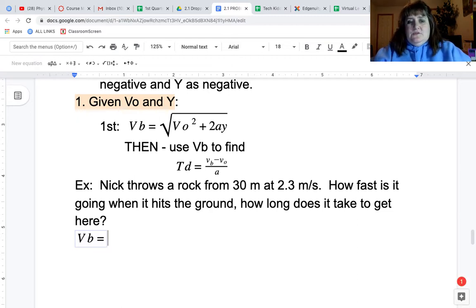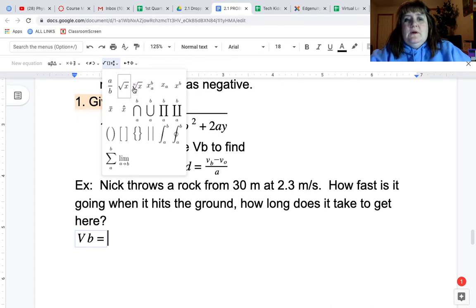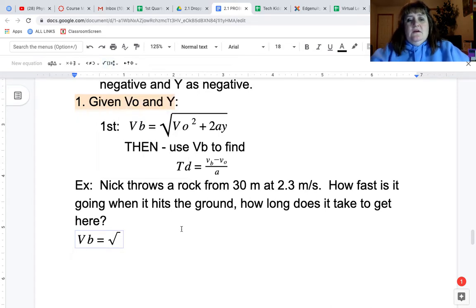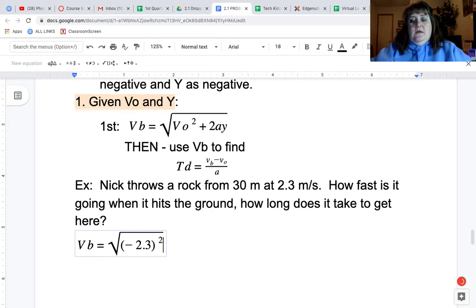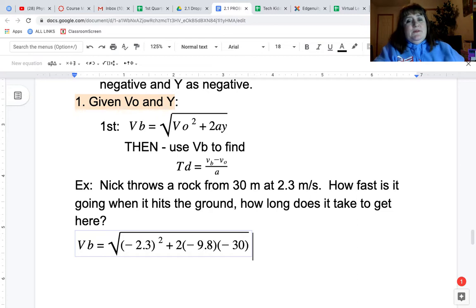VB is equal to the square root of V naught squared. Now this is a negative 2.3 squared plus 2 times a negative 9.8 times a negative 30. Okay, grab your handy dandy calculator.